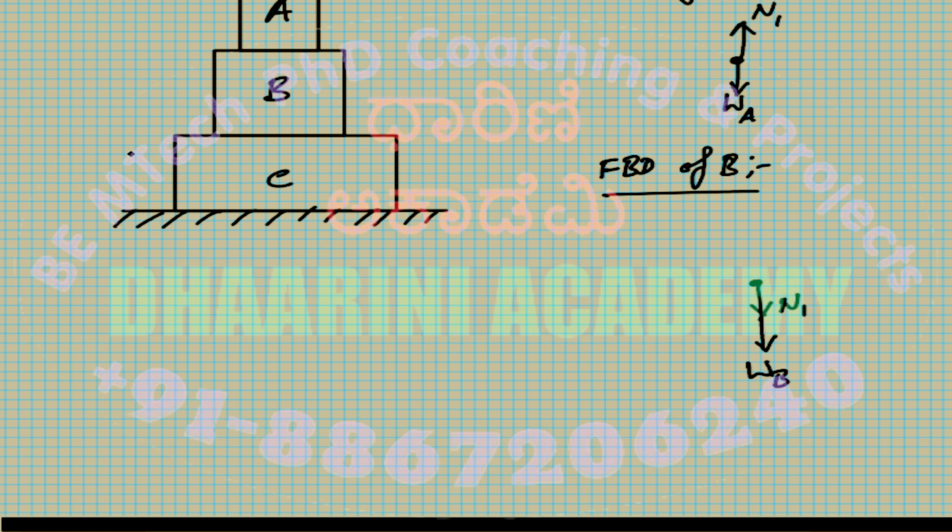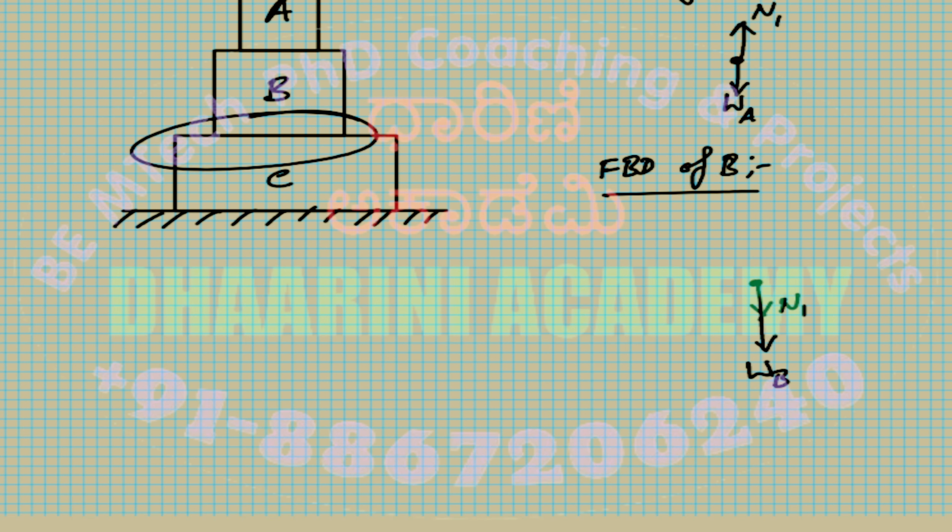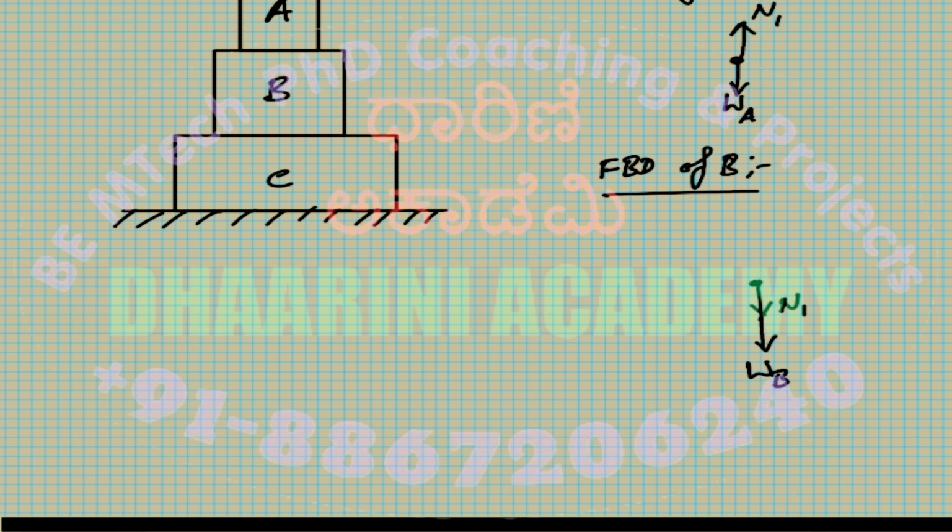And there is another contact, that is C. There is a contact between B and C, which means C will push B upwards. So that's what I'm trying to write over here. There is a force that is upwards, and this force is nothing but N2. I'll call it N2 because N2 is the normal force between B and C.